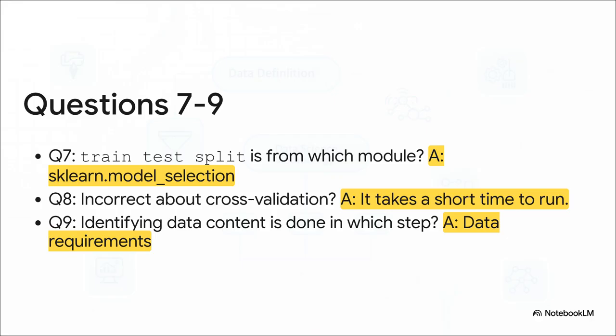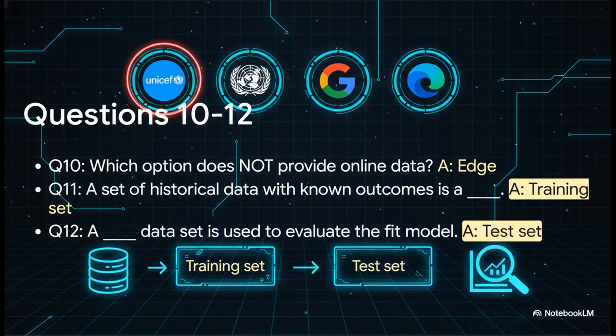And for question 9, figuring out your data content and sources happens way at the beginning in the data requirement stage. For question 10, we're looking for the odd one out. UNICEF, WHO, and Google all provide data. Edge is just a browser. It's how you get to the data.